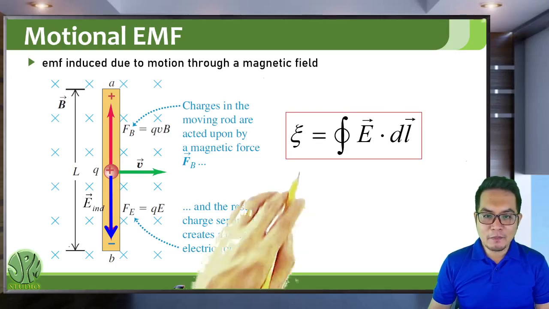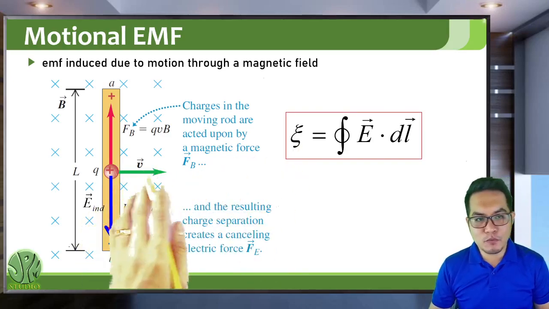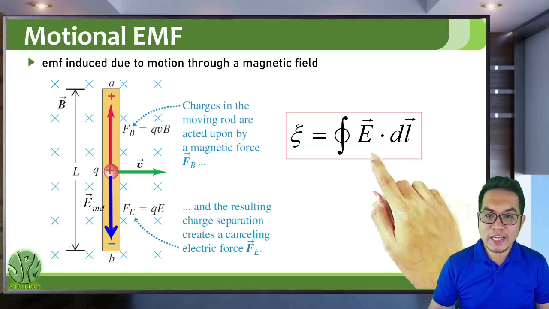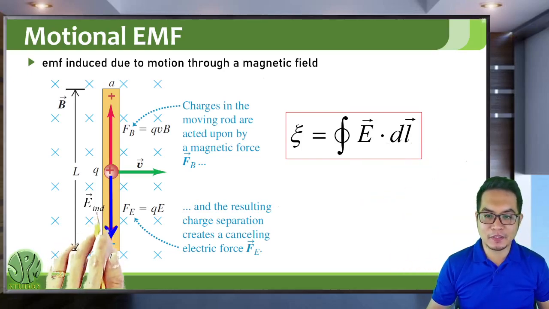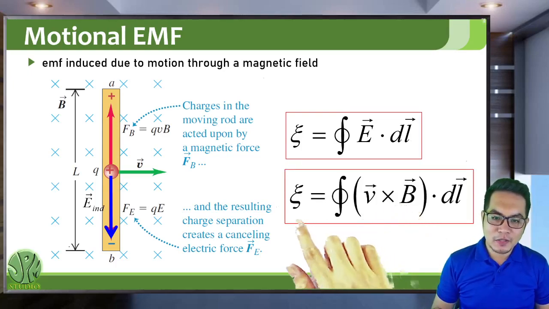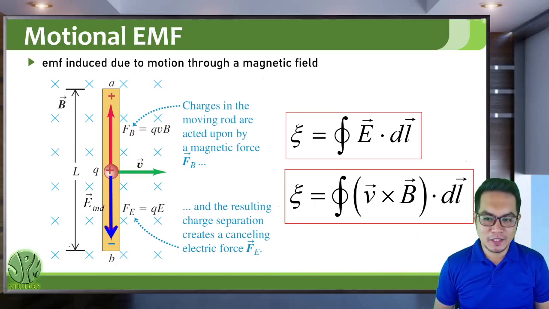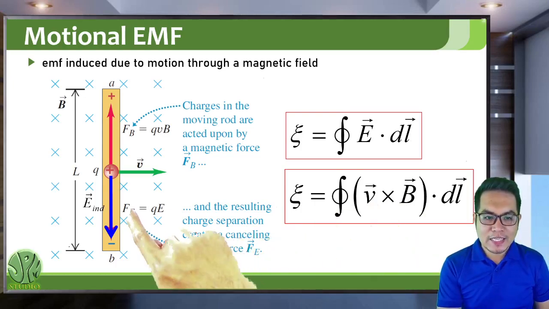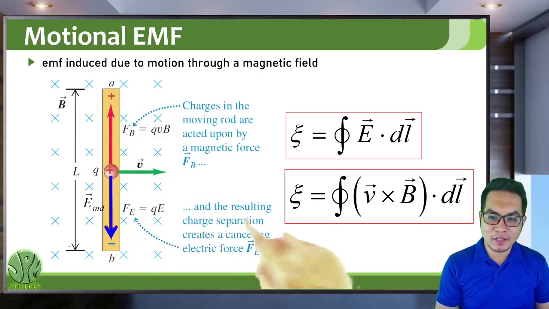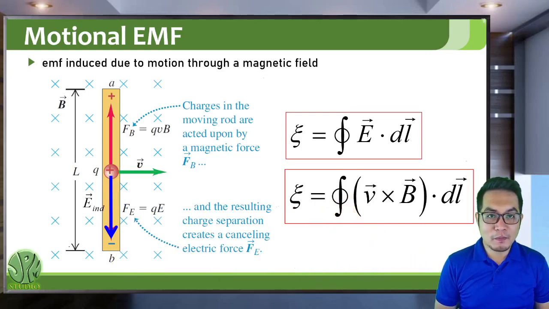So the motional EMF induced in this moving conductor is given by the integral of E dot dl, where E is the induced electric field. In this case, the induced electric field is just equal to V cross B. So the induced EMF is the integral of V cross B dot dl. Where the velocity is perpendicular to the magnetic field and to the length vector, this reduces to VBL, velocity times magnetic field times the length. That's what you have in your basic electromagnetism.